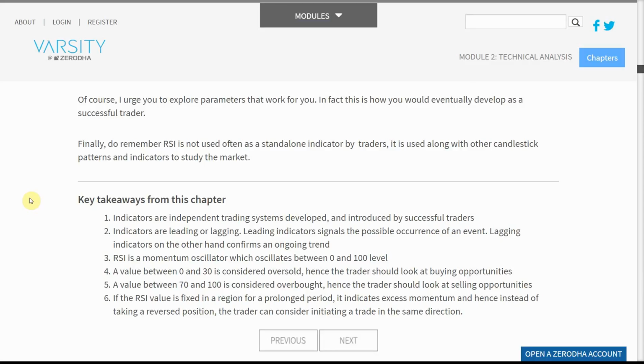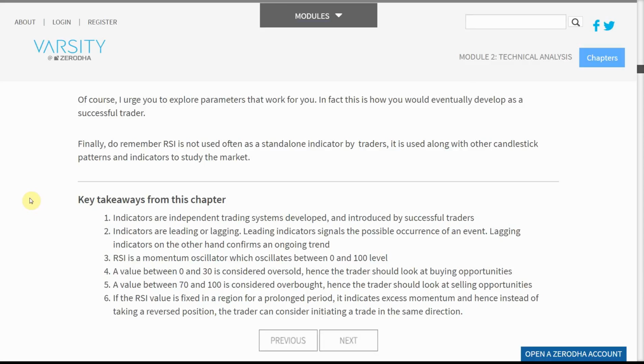RSI is a momentum oscillator which oscillates between 0 and 100 level. A value between 0 and 30 is considered oversold. Hence the trader should look at buying opportunities. A value between 70 and 100 is considered overbought. Hence the trader should look at selling opportunities.